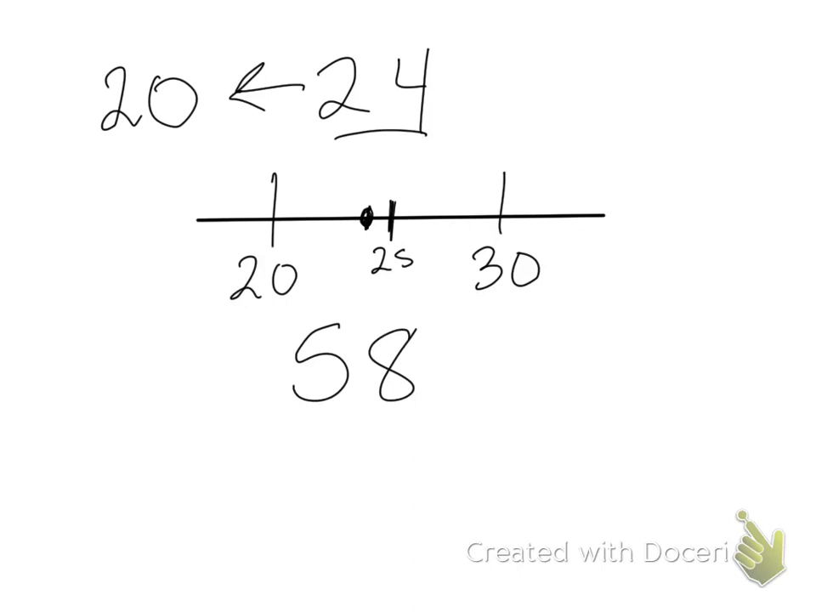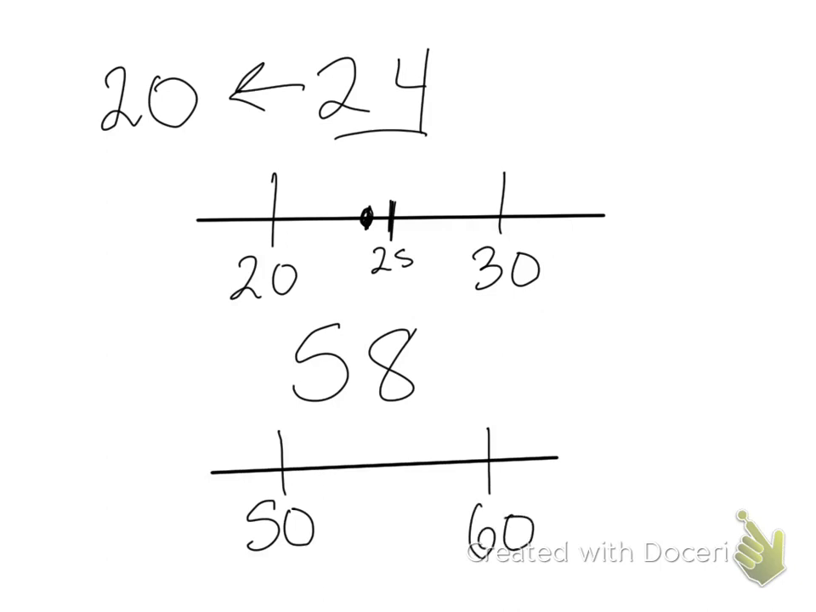What about 58? Well, on my number line, 58 is in between 50 and 60. And right in the middle is 55. So 58 is more than 55. So I would round 58 up to 60. Okay.